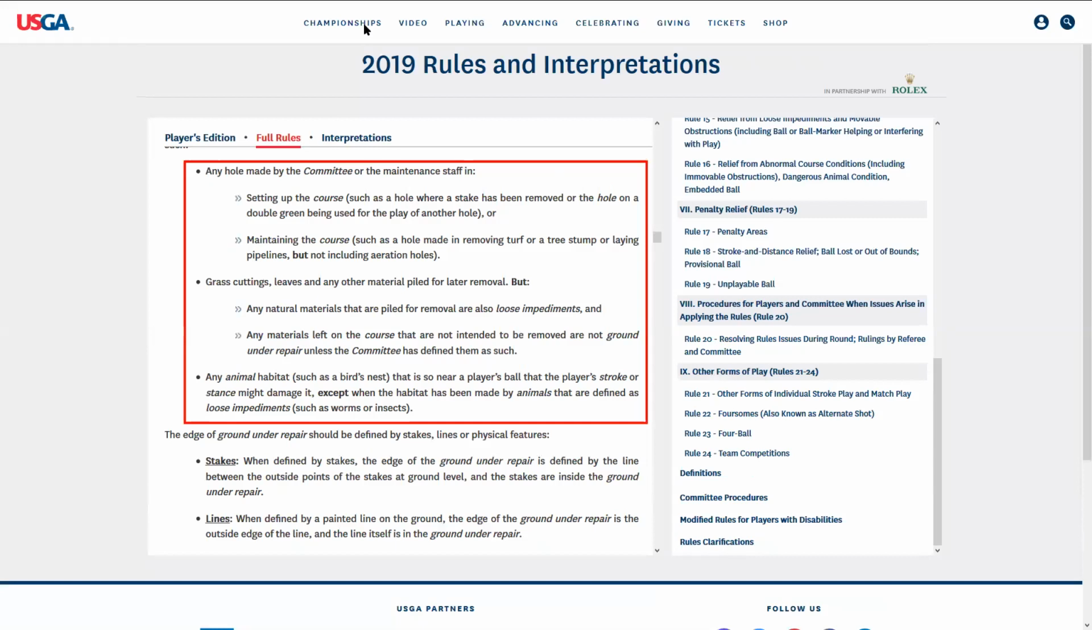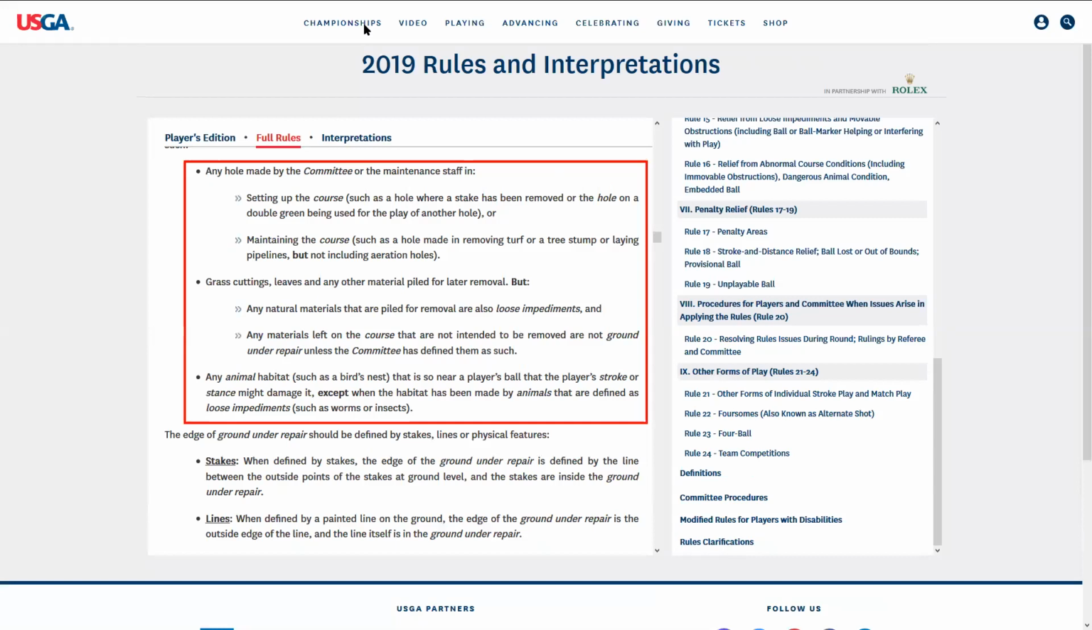So what would be a hole made by the committee? Well, the maintenance staff is out there and they dig a hole in the ground because they have to check for the irrigation system. And your ball goes into that hole. That is a hole made by the committee or the maintenance staff. Notice that, and this was the old rules as well, a rut of a tractor is not, by definition, a hole made by the committee or the maintenance staff.